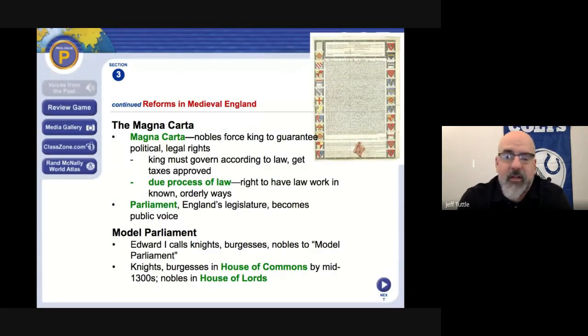And so everything goes perfect from then on. No, it doesn't. Kings are going to keep testing the limits. They're going to keep testing how much power Parliament wants to have, and how much they can rule things in the way that they want to.